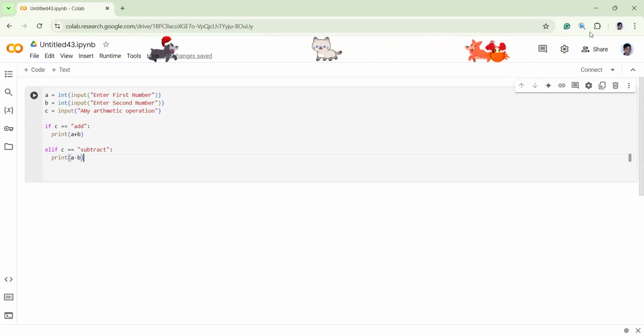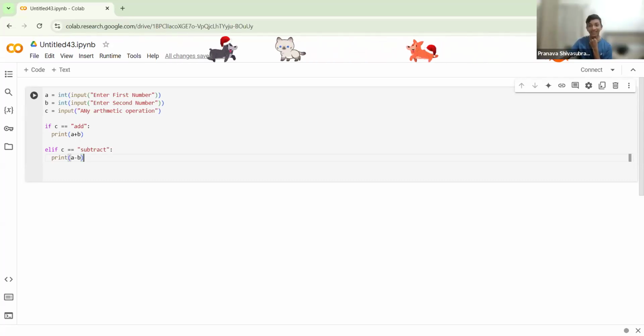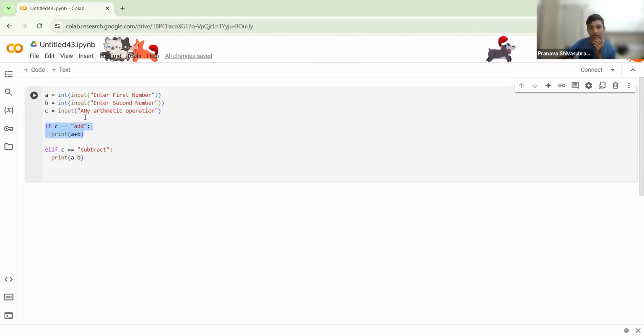So no, Bharat doesn't like Chinese. So then the first condition is not satisfied, then this if block will not be executed. Then it will go to the second condition, that is elif.